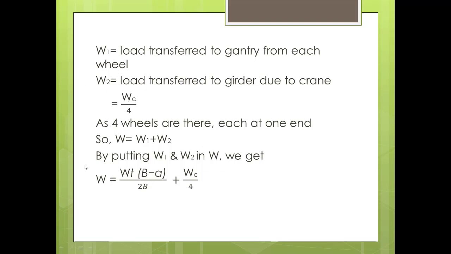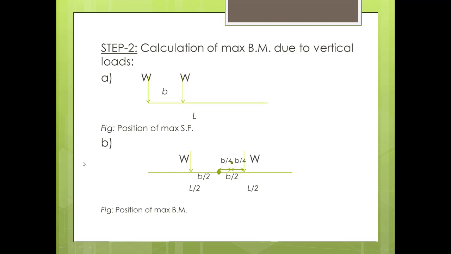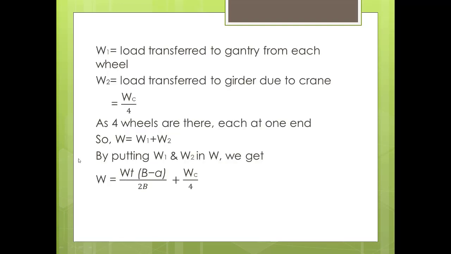When the impact allowance is considered in this case, we have to increase the maximum load by 25% to account for the impact. So along with this W, we have to add the 25% impact load to get the total load.